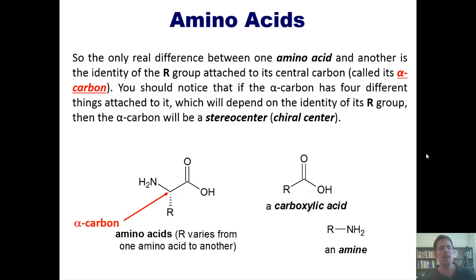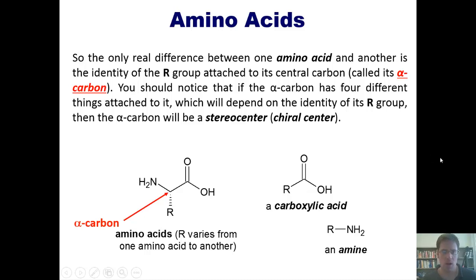You should notice then that if the alpha carbon has four different groups attached to it, which will depend on the identity of its R group, then the alpha carbon will be a stereocenter or chiral center that we talked about in an earlier lecture.